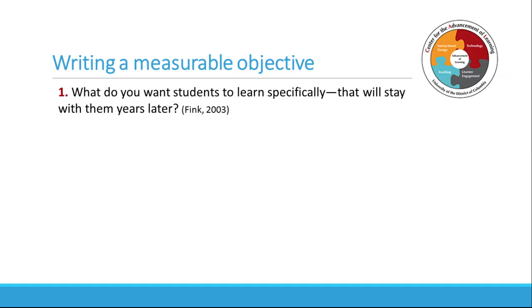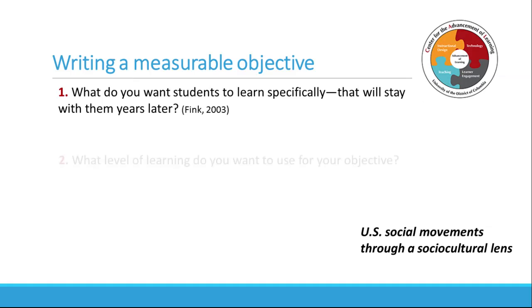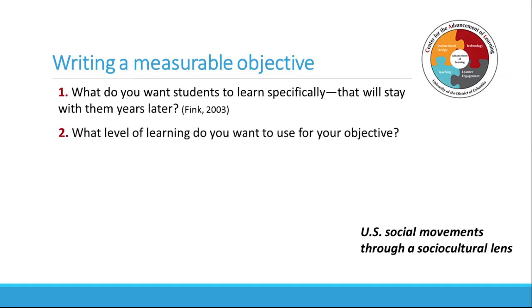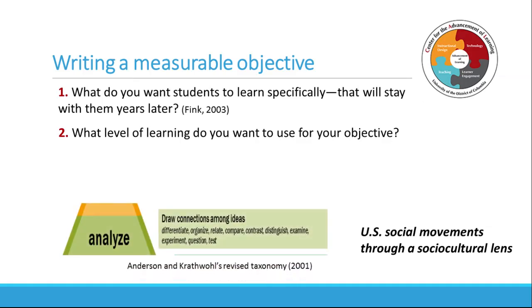Let's consider my objective again. I want students to specifically learn about social movements in the United States through a socio-cultural lens. The next question you can ask yourself is, what level of learning do you want to use for your objective? For this objective, I want learners to draw connections and distinctions between social movements. This is level 4 in the Bloom's pyramid featured just 2 slides ago.